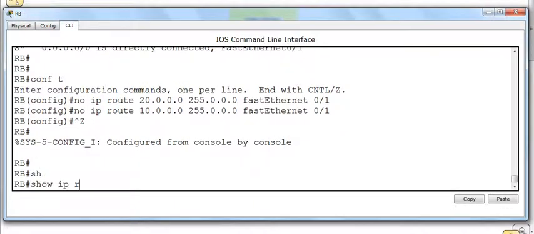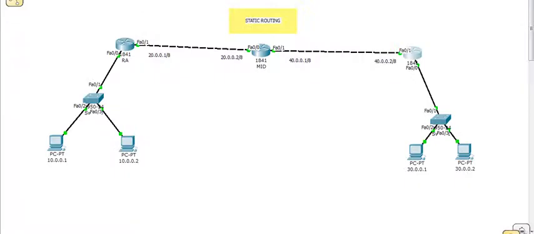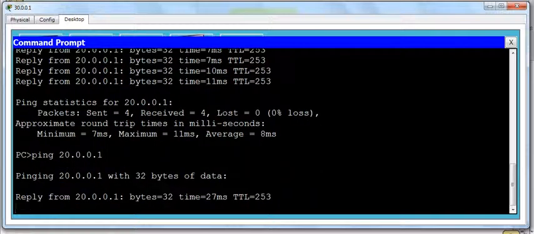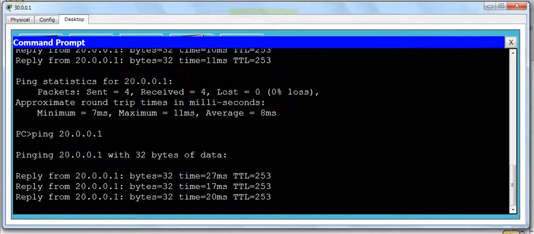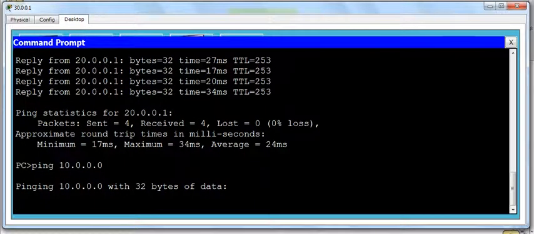Remove the static route, show IP route. There is no static route, only the static default route is there. Now even now I can ping from this PC to anywhere, because 20 is getting matched with the static default route. Even if you want to ping the network, you can ping 10 network.